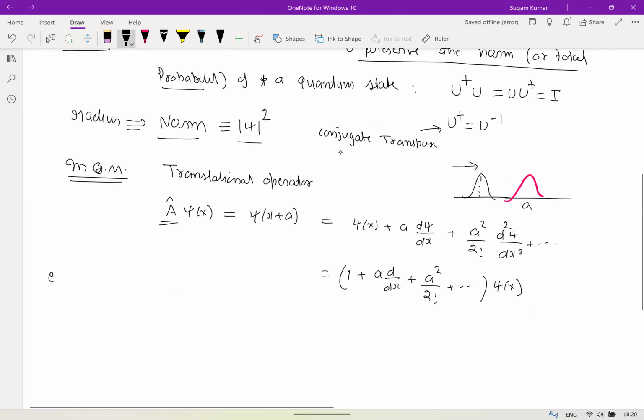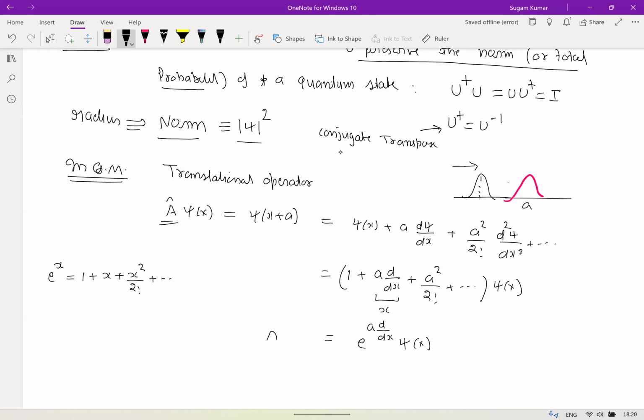If you look at the Taylor expansion of e to the power x, it is 1 plus x plus x squared by 2 factorial and so on. So technically, if I call this the x, then this is nothing but e to the power a d by dx acting on psi(x). So I have written the same thing in operator form. From there, I can say this operator A is equal to e to the power a times d by dx.